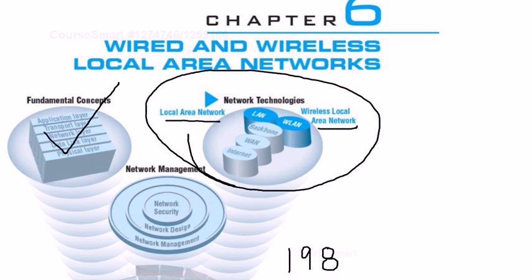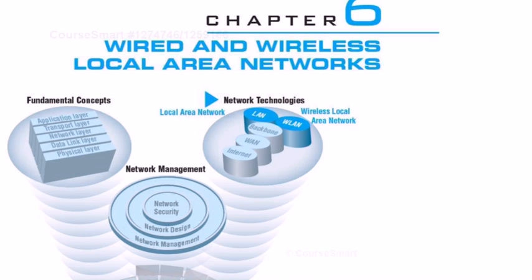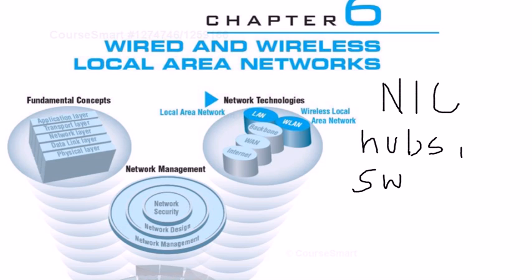So in this chapter, we're going to look at some things that are mostly things that you should have heard of before and be a little bit familiar with. And we'll look at network interface cards. It's often just referred to as a NIC. We'll look at hubs, switches, and other equipment. Things, again, that you should have heard of before.